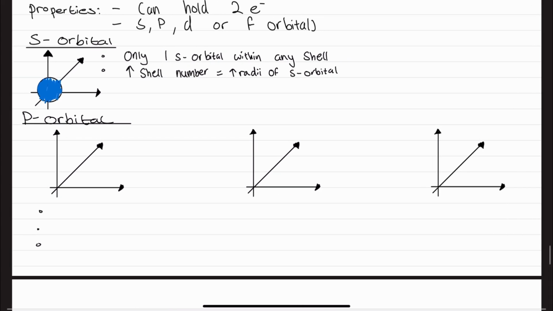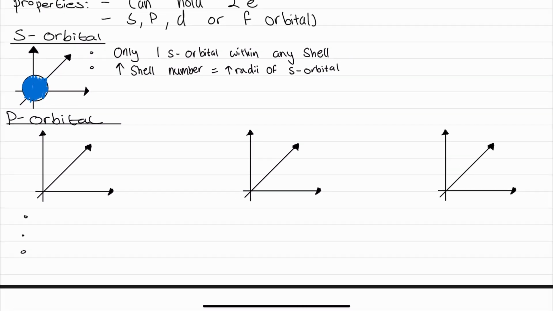Now, there are 3 graphs here that you can see when we're talking about p orbitals. The reason being, this will lead very closely within this property, so we may as well write out this property now, which is that each shell contains up to 3 p orbitals. That's why there are 3 graphs here.